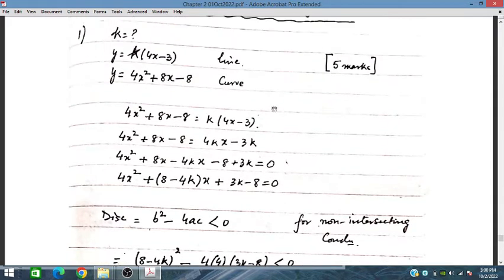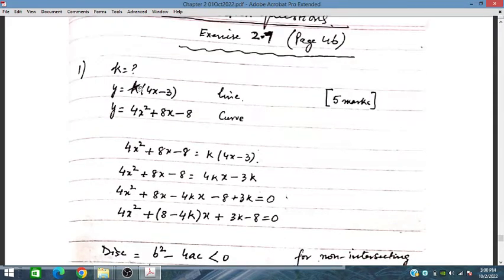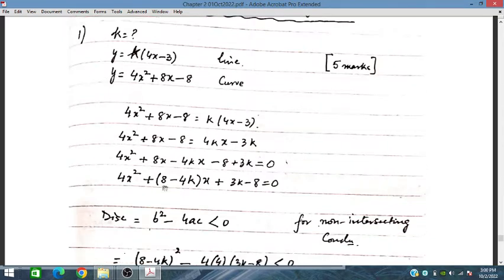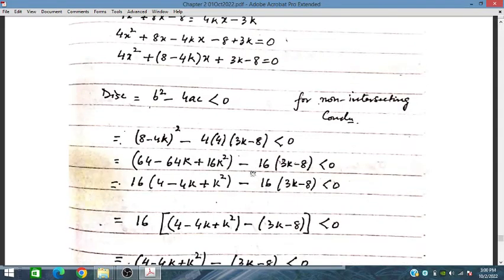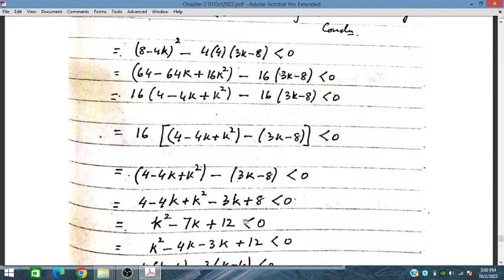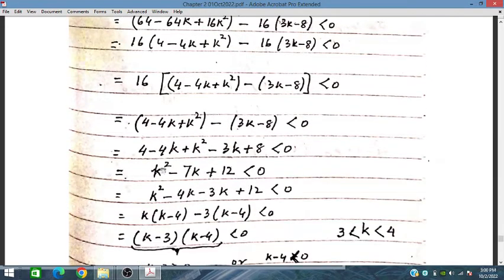So we have not done anything special. We just equate these equations, or place the value of the line in place of y and formulate it like this, and then find out this discriminant condition less than 0, from where we will find the value of k. So we just simplify it, and we have obtained this kind of equation. Here we have to factorize it, and then we have obtained this.